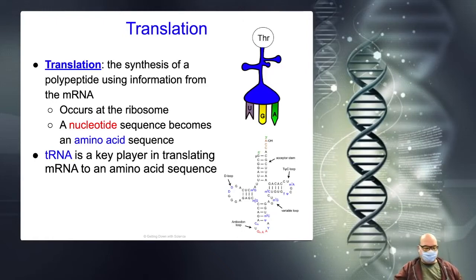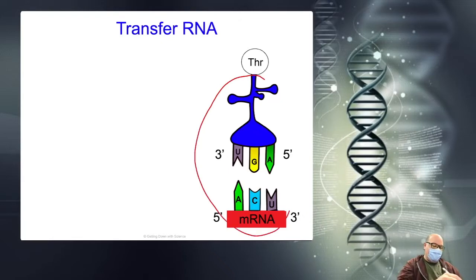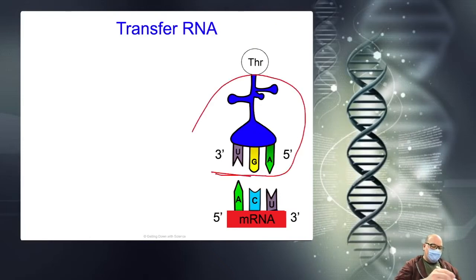All right. Let's take a closer look at transfer RNA, tRNA. First of all, which part of this is tRNA? It's this area right here. This right here is your amino acid. The tRNA, oh, I'm sorry, I made that circle too big. This is the tRNA. This is the amino acid. And this down here is the mRNA.